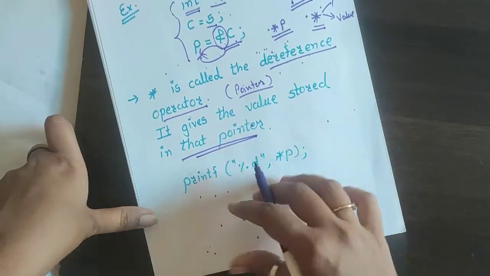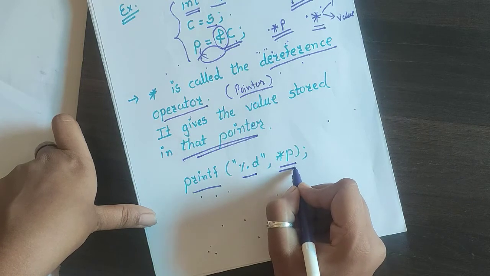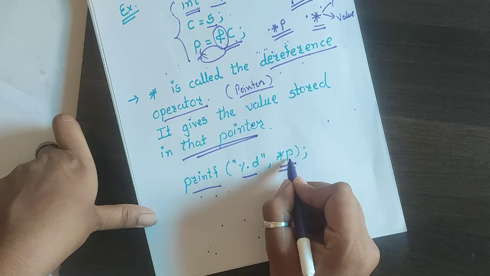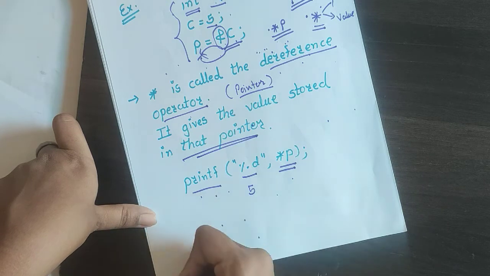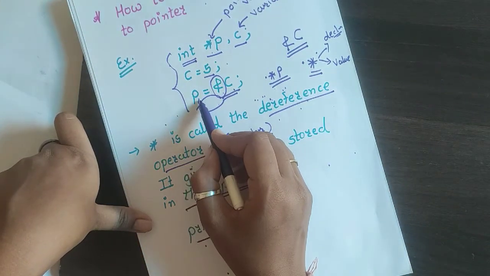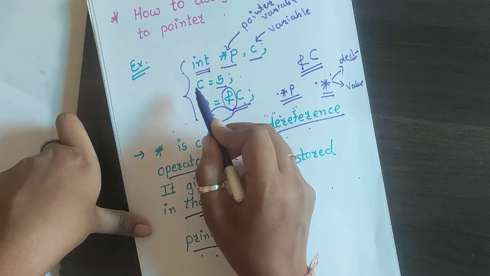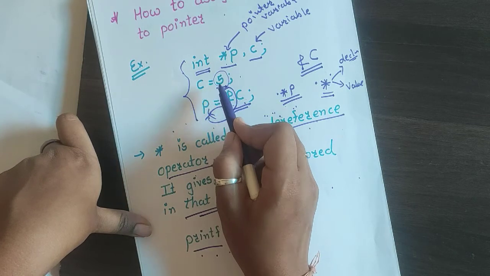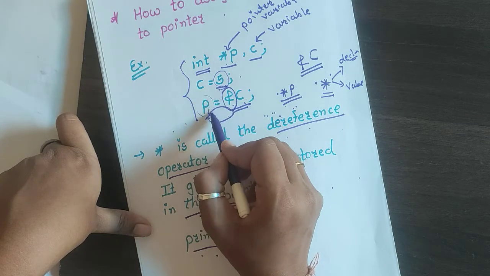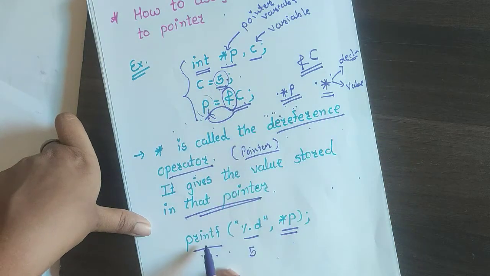So if I write printf %d *p, what will it print? It will print 5. Why? Because p is a pointer where the address of c is stored, and c is holding the value 5. So ultimately this pointer p is pointing to the value 5. So if I write *p, it will print 5.